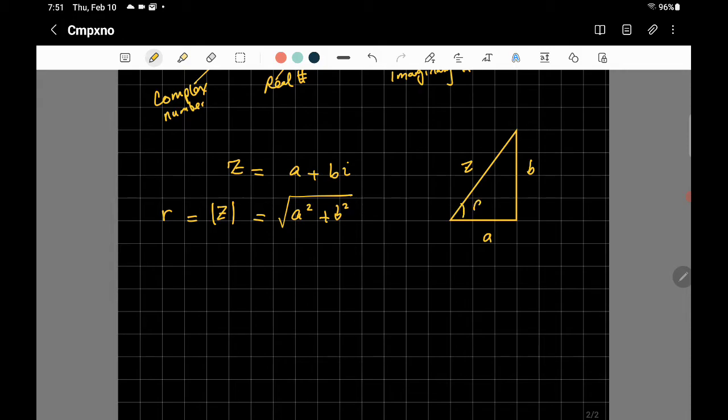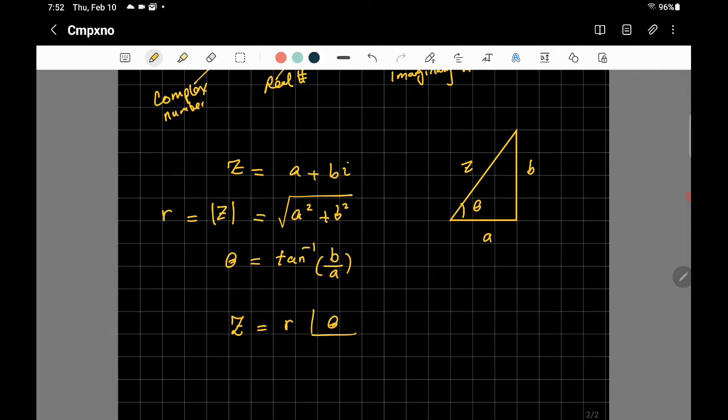What about the angle theta? Theta will be equal to tan minus 1 of the imaginary part, which is B, divided by A. So that's the angle. So we can represent the complex number in another way. We can say that Z is equal to the length R and the angle theta. And theta could be written in degrees or in radians.